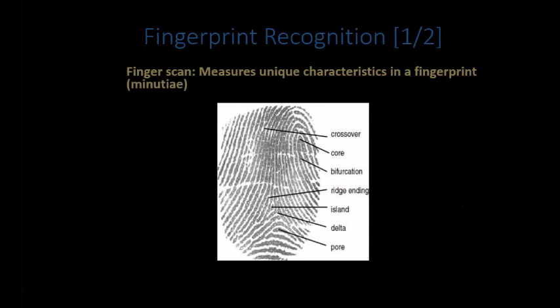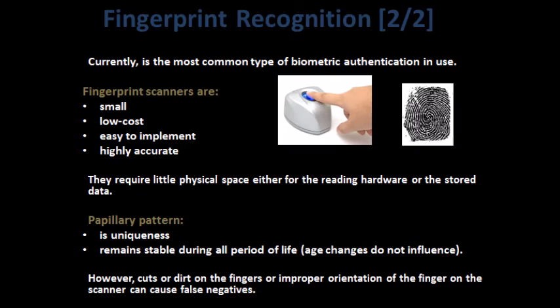We are moving on to fingerprint recognition. Finger scan measures unique characteristics in the fingerprint. Currently it is the most common type of biometric authentication in use. Fingerprint scanners are small, low cost, easy to implement, and highly accurate. They require little physical space either for the reading hardware or the stored data.